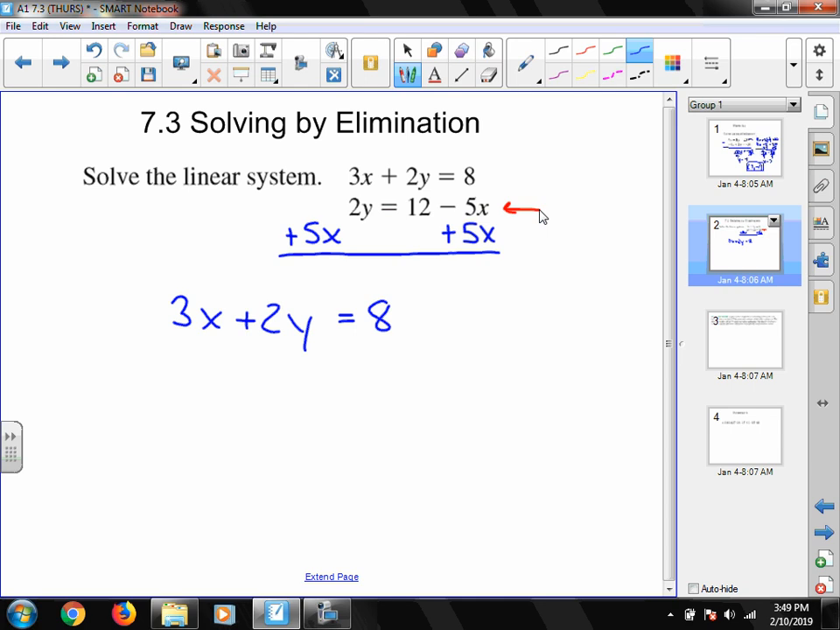Now, after I move my 5x over in the bottom equation, I get that 5x plus 2y. I take plus 2y because this 2y right here is positive, is equal to 12.